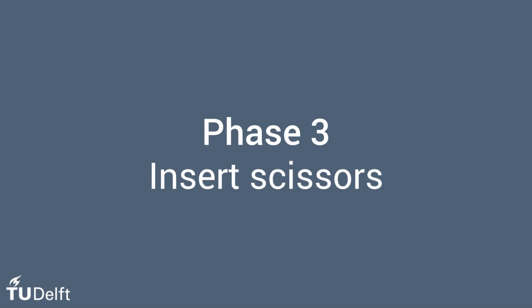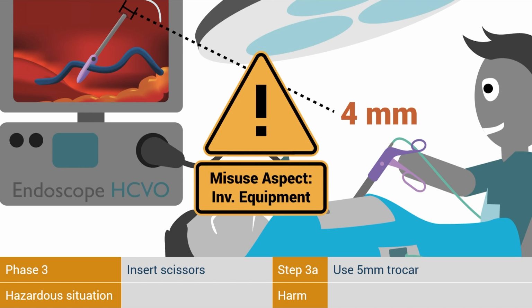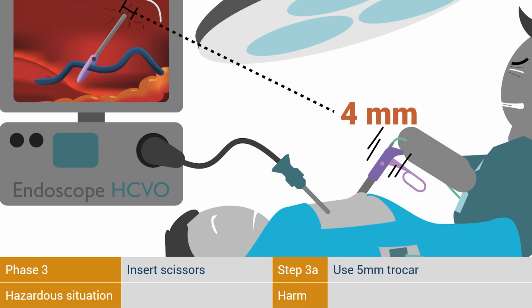In phase 3, insertion of the scissors into the patient, step 3A prescribes that when using a trocar, it must have a working channel diameter of 5 mm. But imagine a slightly smaller one of 4 mm being used. The scissors of almost 4 mm diameter may still get in, but will slide with much resistance in the trocar, making it hard for the surgeon to move the device during surgery and quickly react. Due to that, they might accidentally cut tissue too little or too much.